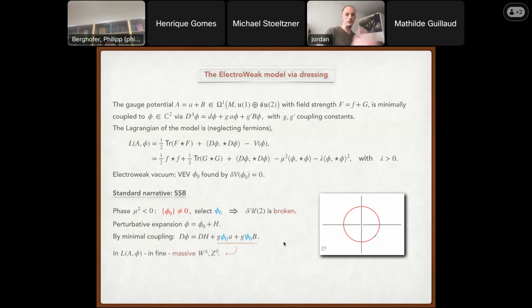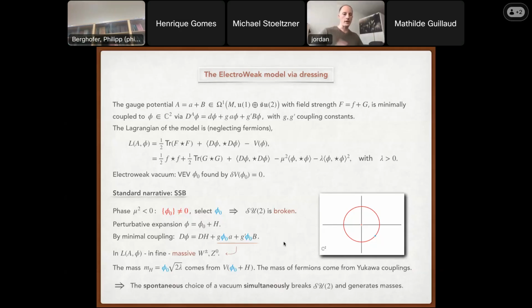So in fine, in the Lagrangian, these are the terms that will give you the masses for the W and the Z. And of course, the mass of the scalar field itself comes from the expansion of the potential, and the mass of the fermions will arise this way from the Yukawa coupling, as you may know. So the takeaway is that we have mass generation through spontaneous symmetry breaking, right? Whenever we select one vacuum among the manifold, we obtain masses in the theory.